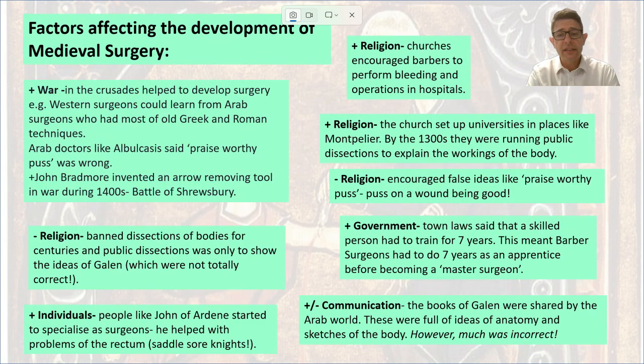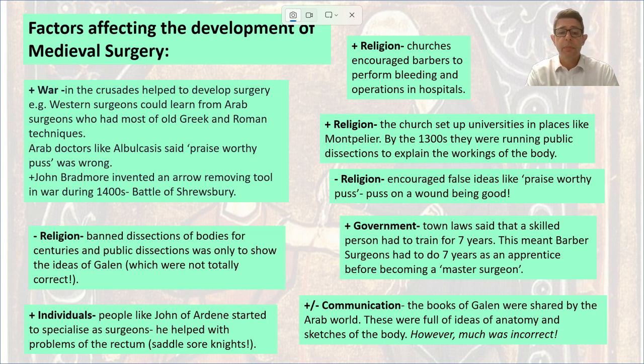There's lots of factors helping and not helping. So religion is the big one. So obviously religion helped the development of barber surgeons. Religion set up universities which started to train surgeons, and by the 1300s they were starting to do public dissections. However, religion encouraged false ideas like praiseworthy pus, and they banned dissections, which stopped people challenging Galen.